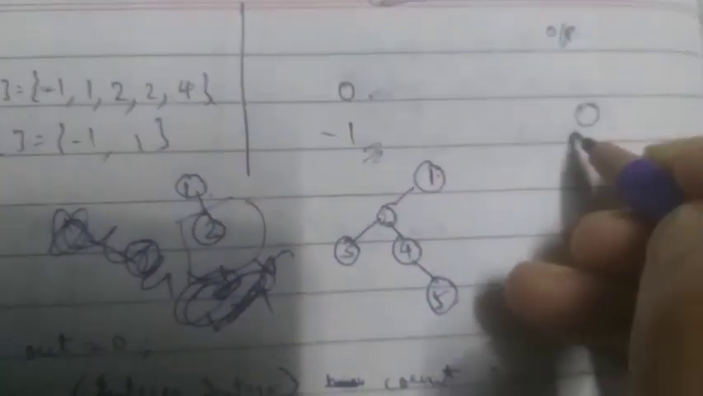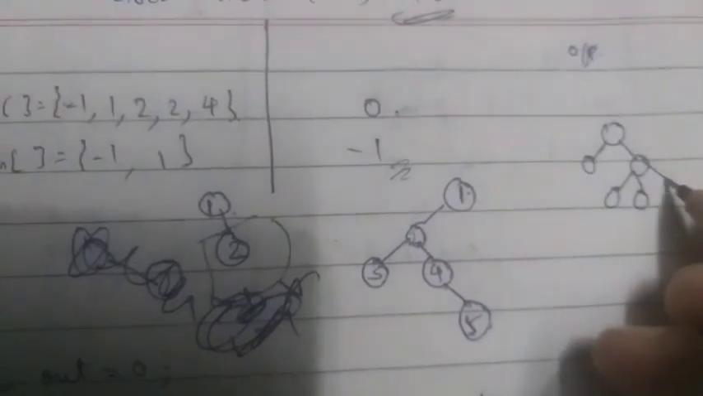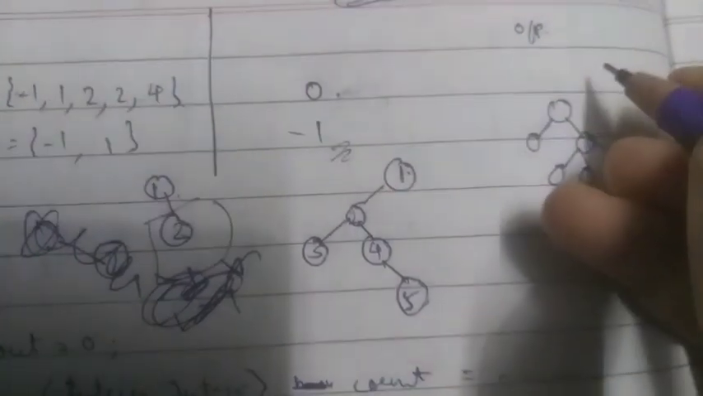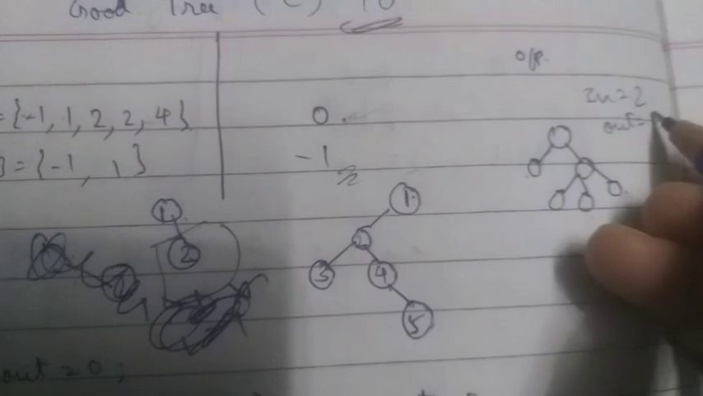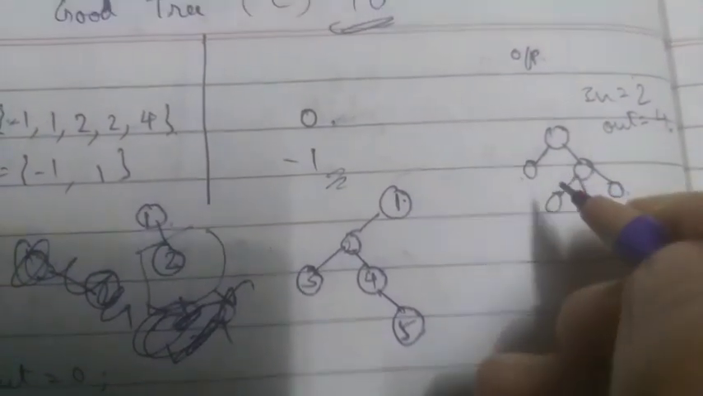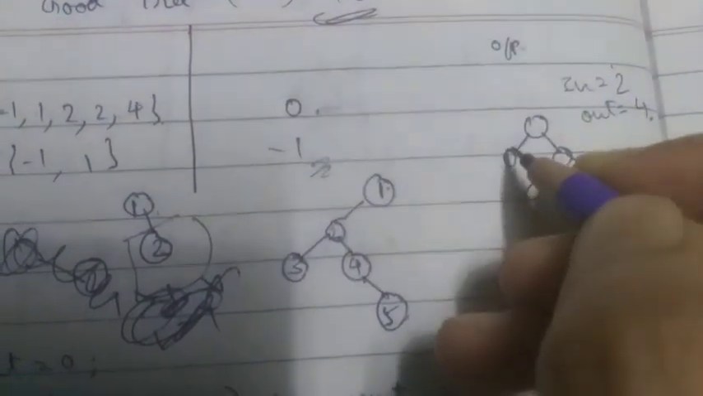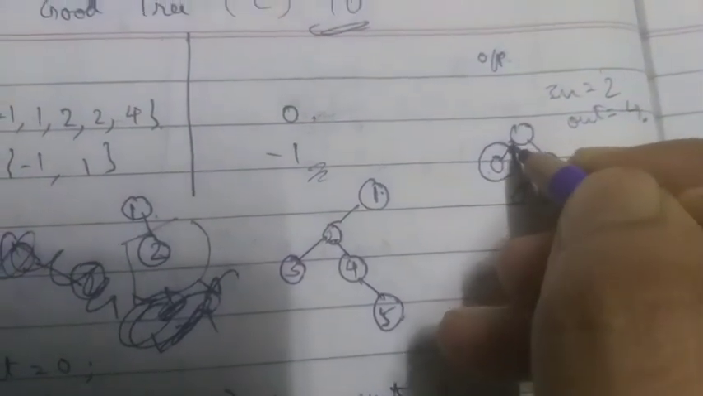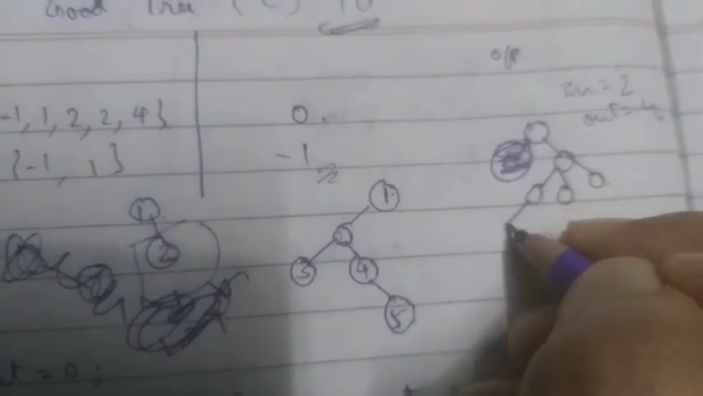So let's say there was a tree like this. The number of leaf nodes is 1, 2, 3, 4, and the internal nodes are 2. Now 2 is greater than 4, obviously not. The simple logic behind this is, you take out any one of the leaf nodes, let's take out this one, and join it to any other leaf node, that is this.